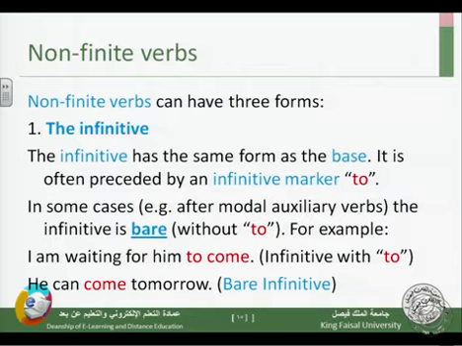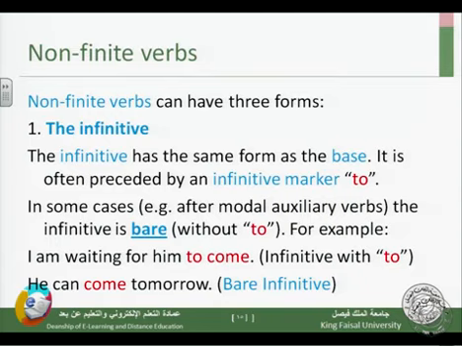So the base form, the simple form of the verb, this is the form of the infinitive. So no addition, no ed, no ing, nothing. Just the base form of the verb. It is often preceded by an infinitive marker to. So to is called an infinitive marker. Okay, it can come before the infinitive when we write it as the base form of the verb.